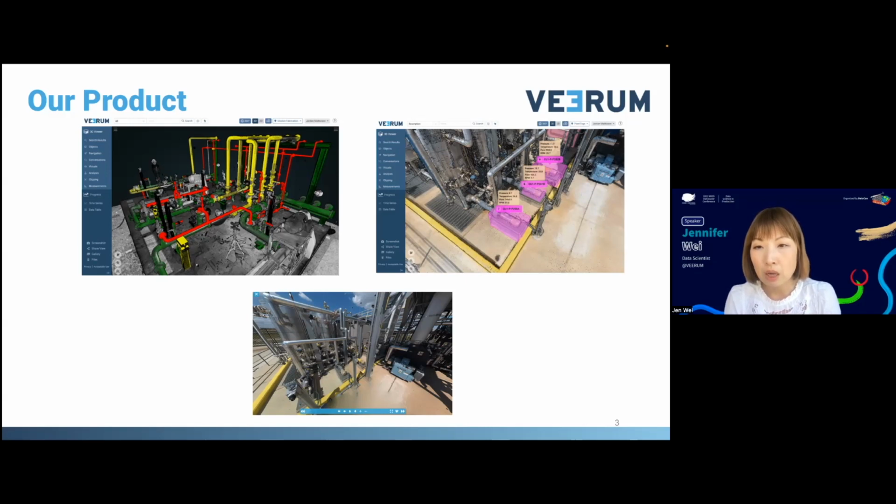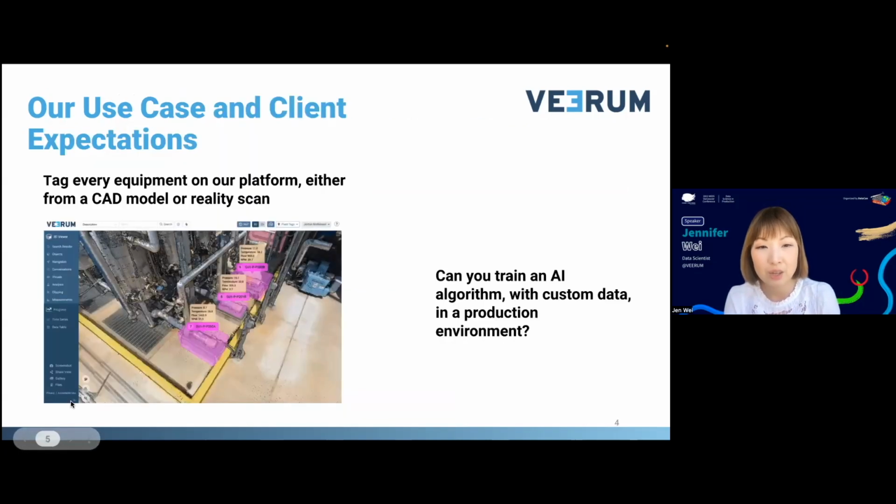Now, how does that relate to our use case? Well, right now, the tagging is done manually. So with this initiative, the R&D group, what we are trying to accomplish is really to automate the whole process. Specifically, we want to tag every equipment on our platform, whether it's from a CAD model or a reality scan.